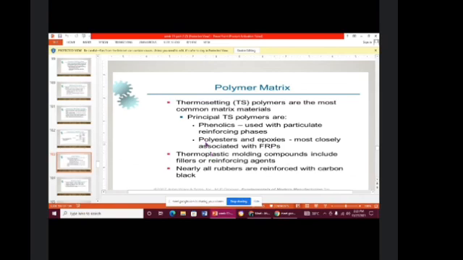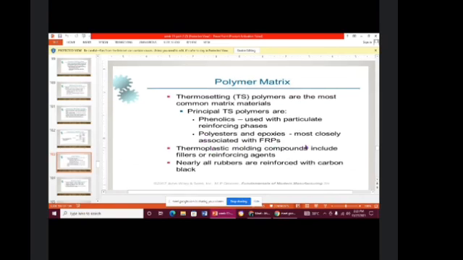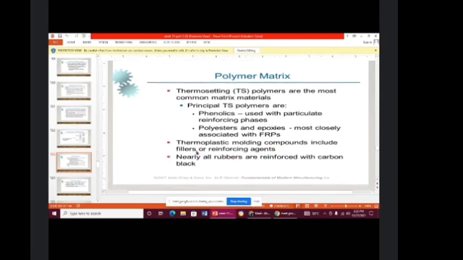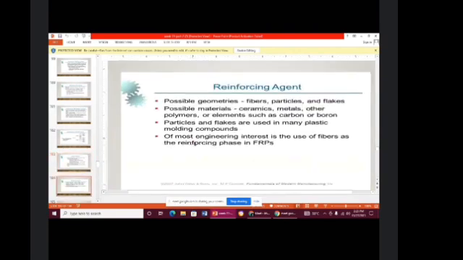Thermoplastic molding compounds include fillers and reinforcing agents. Nearly all rubbers are reinforced with carbon black.